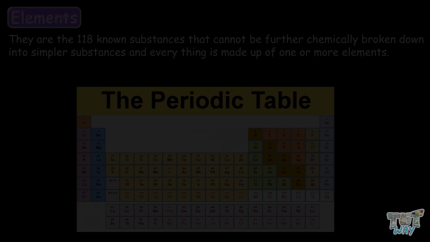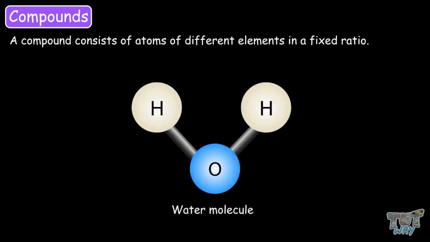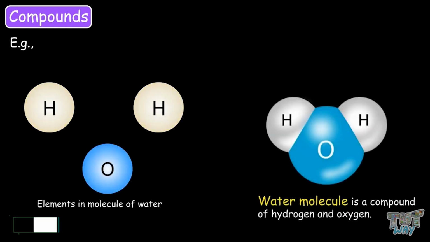Now let's learn what are compounds. Compounds consist of atoms of different elements in a fixed ratio. For example, oxygen and hydrogen are elements, and water is a compound of hydrogen and oxygen. And in each molecule of water, there are always 2 atoms of hydrogen and 1 atom of oxygen. So water is not an element but a compound.